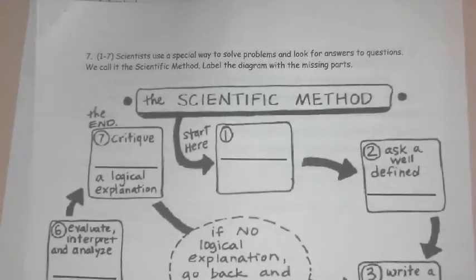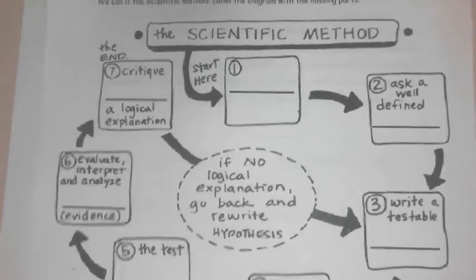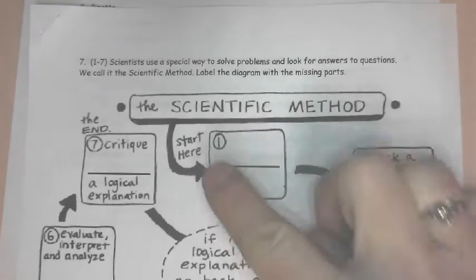Number 7, you will fill in numbers 1 through 7 under question number 7. Scientists use a special way to solve problems and look for answers to questions. We call it the scientific method. Label the diagram with the missing parts. Start here.